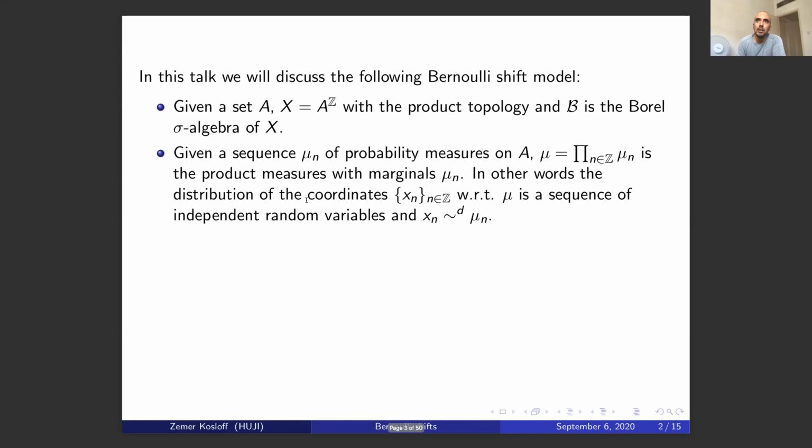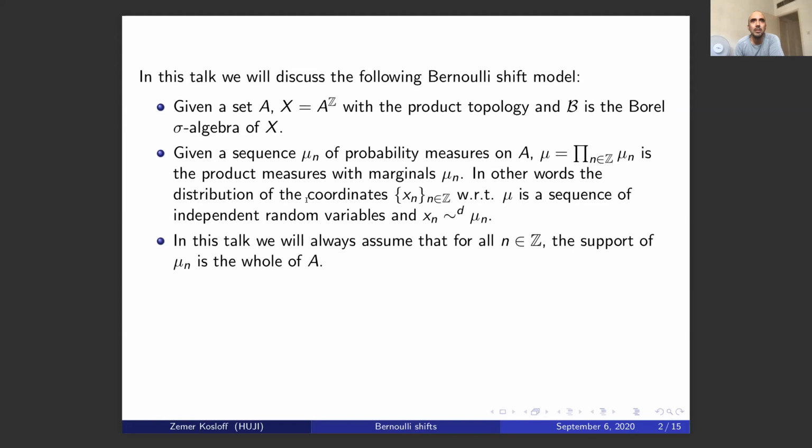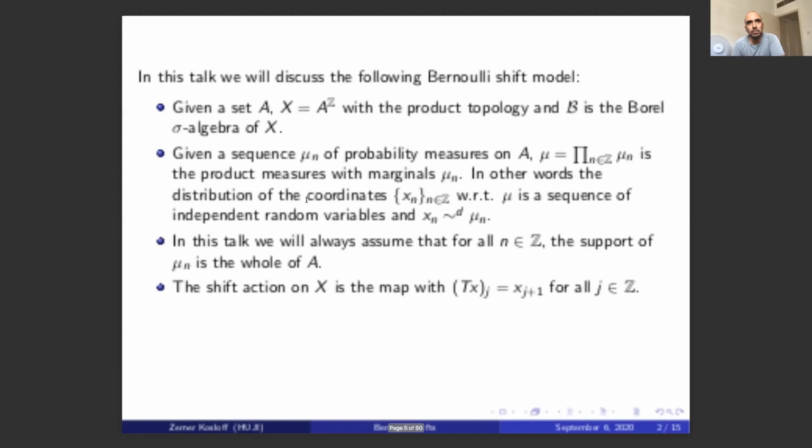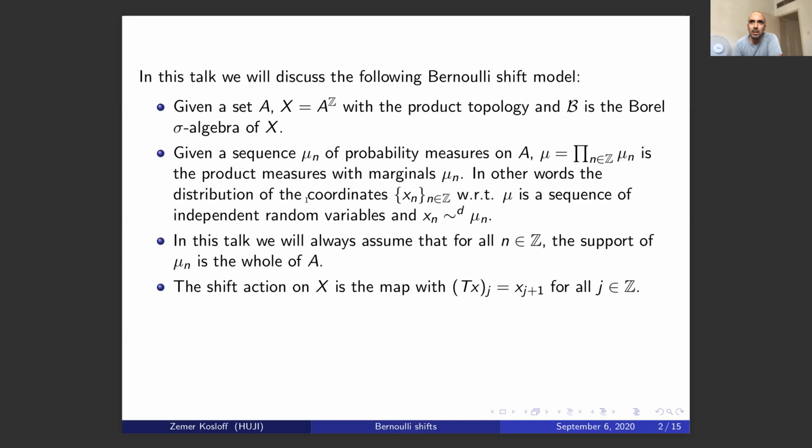In other words, it just means that the coordinates are a sequence of independent random variables with the nth coordinate being distributed like mu n. So in the classical model, you will have one marginal, say mu, and all of them would be distributed mu, and this is an IID sequence. And in order not to have some kind of pathologies, from now on I'm going to make the general assumption that the support of mu n is always the whole of A. And the action, which is the shift, is just the mapping of the sequence to the one time forward. So this is, in this model, what I call a Bernoulli shift.